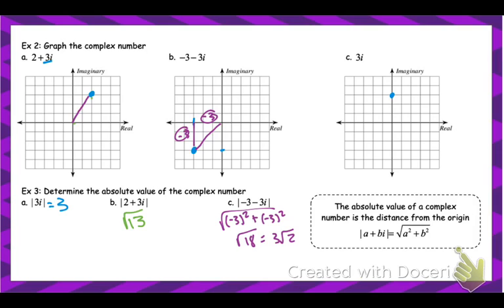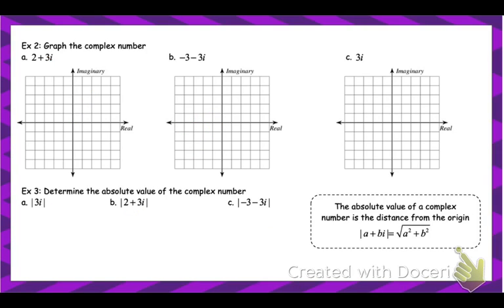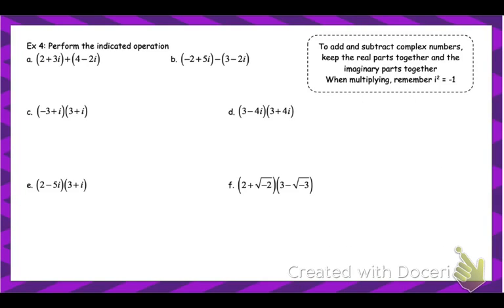All right, so now we're going to look at some operations. So when it comes to addition and subtraction, it's very simple. You're basically just combining like terms. We're going to keep the real parts together. We're going to keep the imaginary parts together. So 2 plus 3i plus 4 minus 2i would just become 6 plus i.